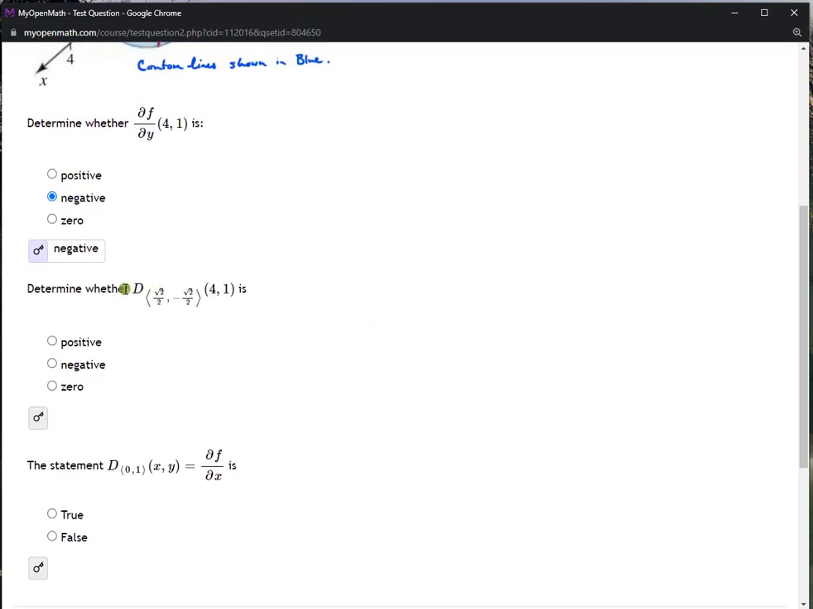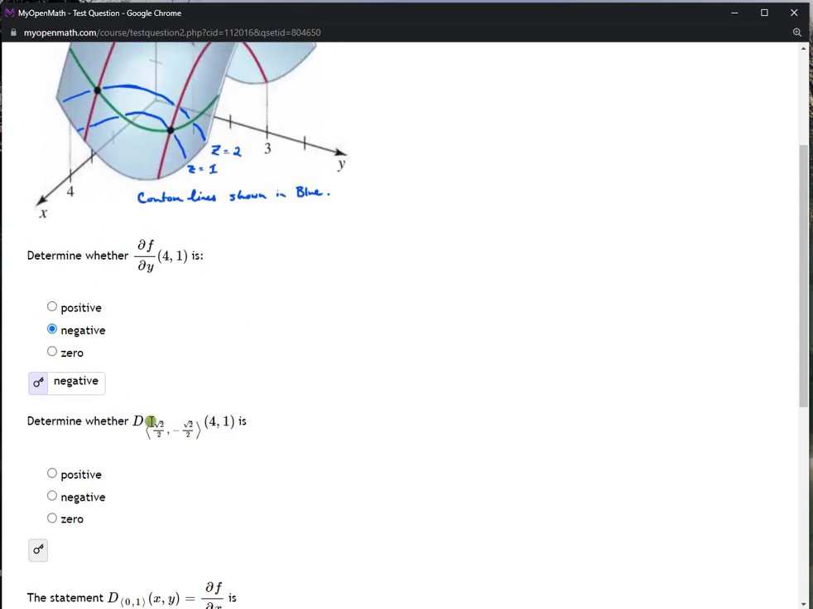This next question is a directional derivative question, and here you'll have to just remember what direction these particular vectors are pointing in. Here again we've got the point (4, 1), and we are asking the question, as we move in this unit vector direction, what are the z values on this function doing? So notice we've got that the x component is positive and the y component is negative.